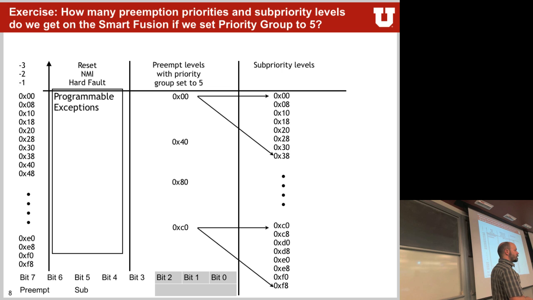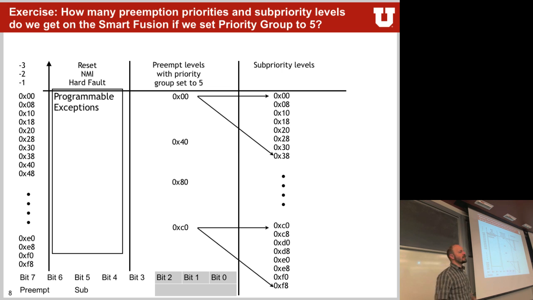The sub-priority field is 0 until 5. Yeah, but bit 0, 1, and 2 are not implemented. Come after lecture, I can explain it better. Yes? So each interrupt will have a preempt level and a sub-priority level?